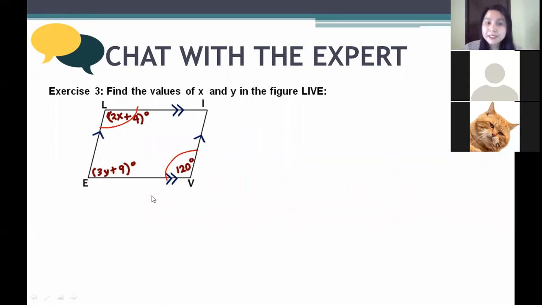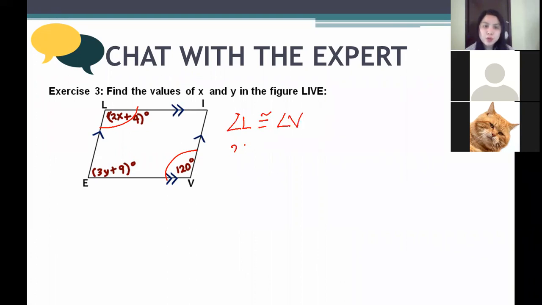Now, opposite, remember the theorem states that opposite angles of a parallelogram are congruent or supplementary? Yes, AP. Congruent. Very good. They are congruent. So if they are congruent, then the measure of angle L is equal to the measure of angle V. So L is congruent to V.